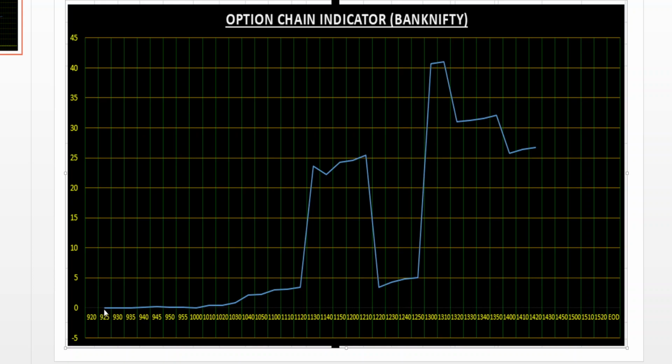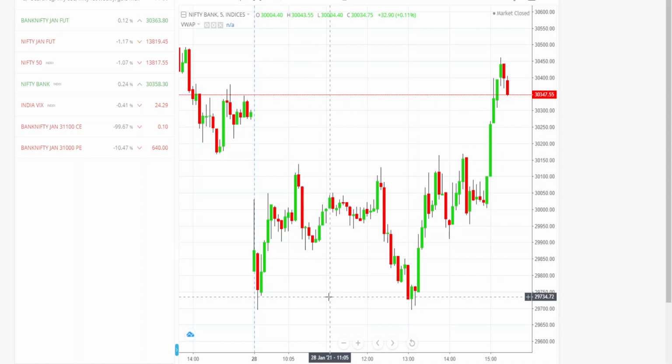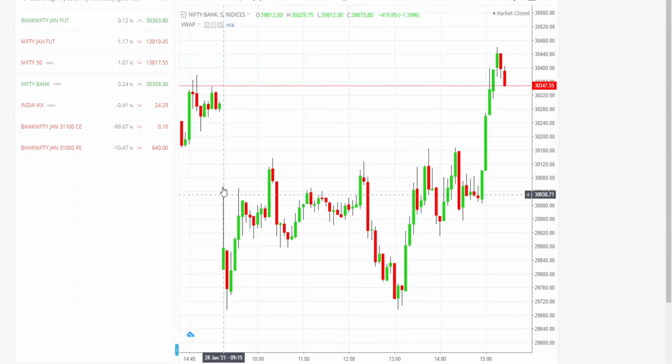In the morning the market slowly moved, and the indicator started moving up. Around 9:25, I think the market opened with a huge gap down. This is the Zerodha platform I have taken. The market opened gap down, especially Bank Nifty I'm speaking about. It came down and made a bottom of 29,000-something, and 29,700 here. This is the spot chart.